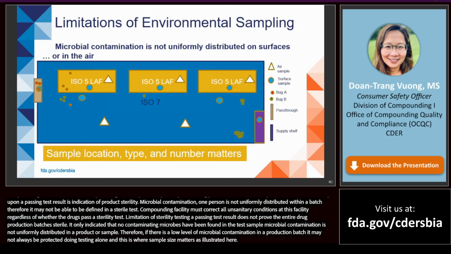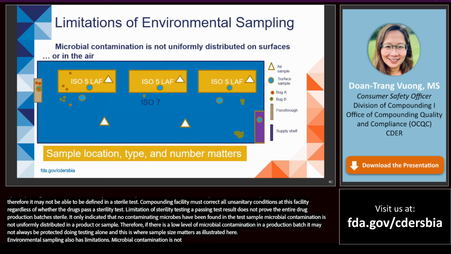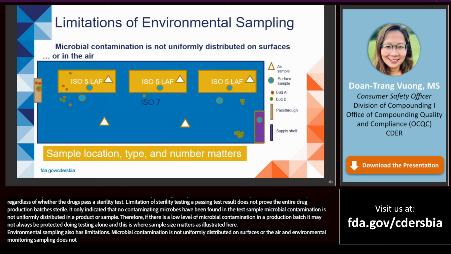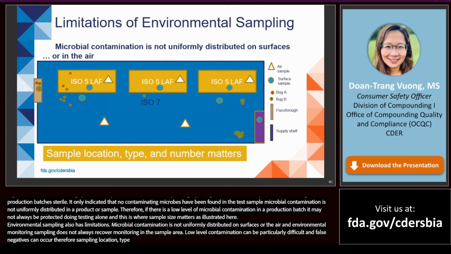Environmental sampling also has its limitations. Microbial contamination is not uniformly distributed on surfaces or in the air, and environmental monitoring sampling does not always recover microorganisms present in the sampled area. Low-level contamination can be particularly difficult to detect, and false negatives can occur. Therefore, sampling location, type, and the number of samples taken do matter.